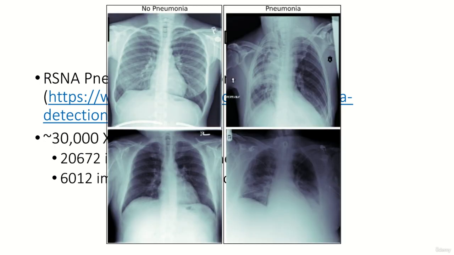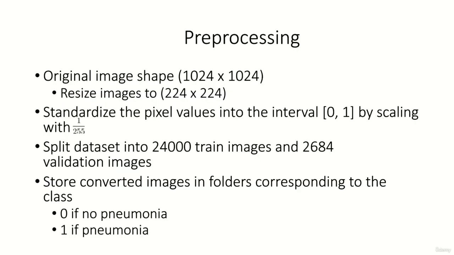In this example, you can see 4 X-ray images where the 2 pictures in the left column do not show any signs of pneumonia, whereas the patients in the right column actually suffer from pneumonia. Now, after getting to know the problem and why it matters, it is time to dive into the technical aspects.